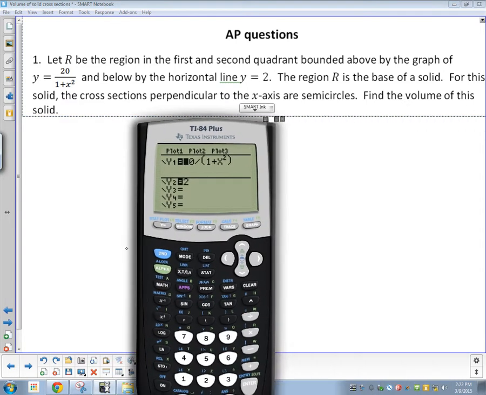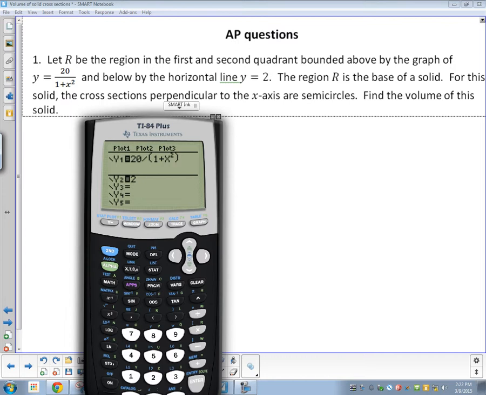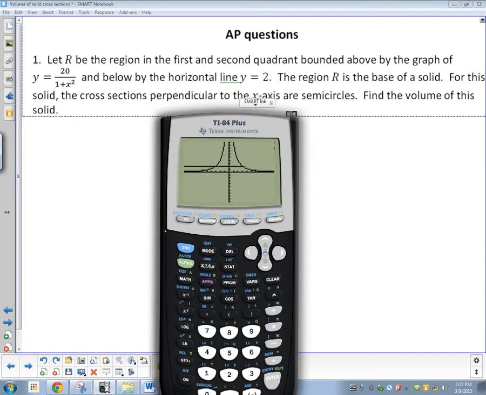So the first thing I want to do is graph this. So I typed in 20 divided by 1 plus x squared on bottom, making sure the 1 plus x squared is in parentheses, and my other line is y equals 2. If I just looked at the normal graph, your picture looks like this. Okay, and that's not a good picture.